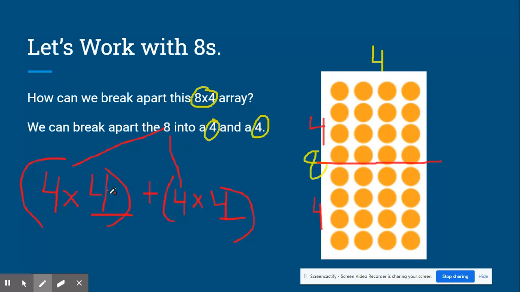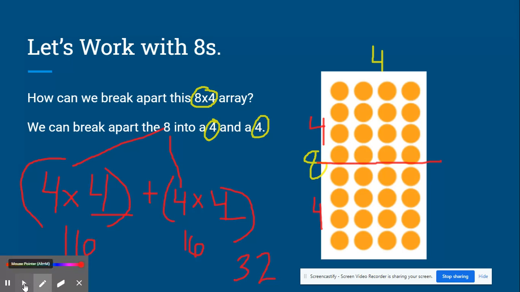And if I'm going to solve these, 4 times 4, it's kind of a tricky one. So you might want to really take your time. You count by fours. 4, 8, 12, 16. So we know that one's going to be 16. And be careful, you will have some regrouping when you add them up. 6 and 6 is 12. And then you carry that 10 over to the other two. Your answer is going to be 32.